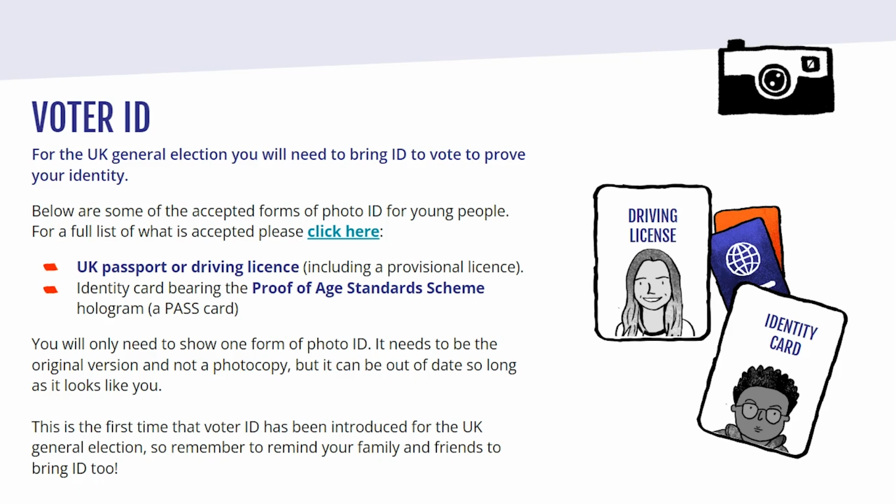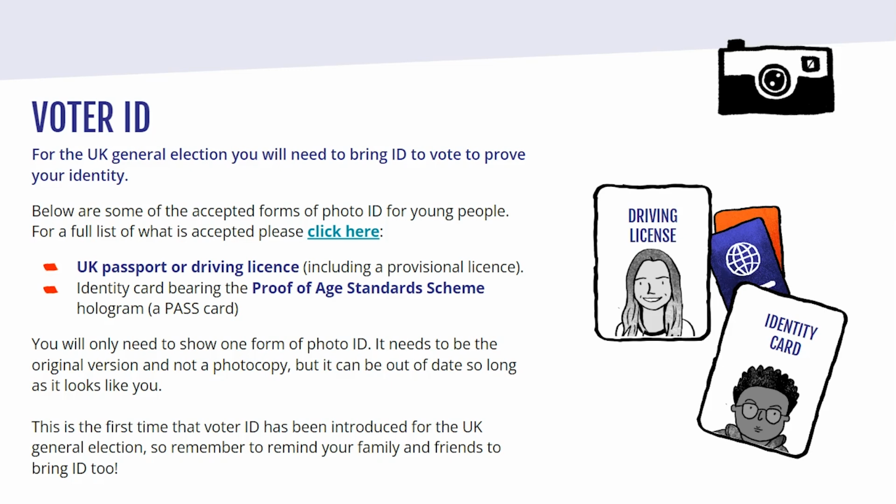Now in UK elections, you will need to bring voter ID to prove your identity. This is designed to stop election fraud. This is the first time voter ID has been required in the general election. The most common types of ID that are accepted are a UK passport or driving licence and also a provisional licence. You only need to show one form of ID, and it doesn't matter if your passport or driving licence has expired, as long as it's the original and has a clear photo of you that still looks like you.